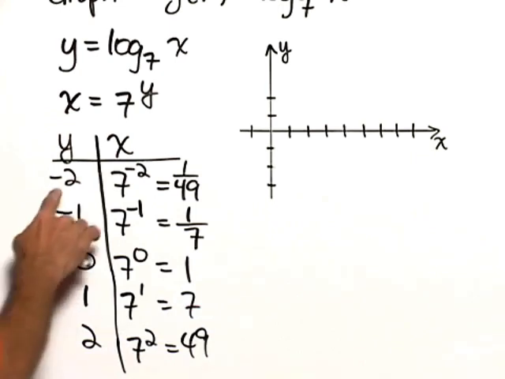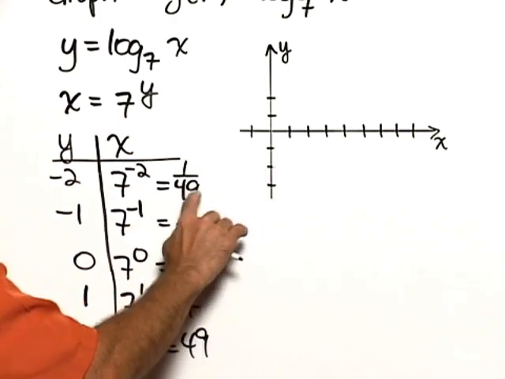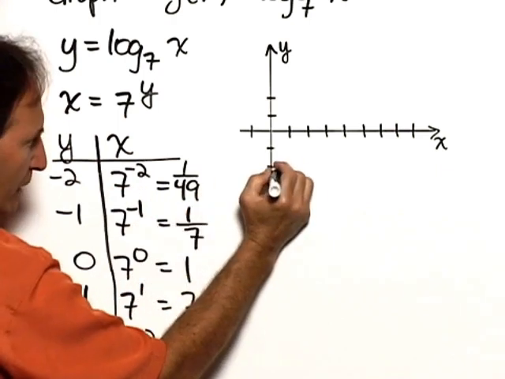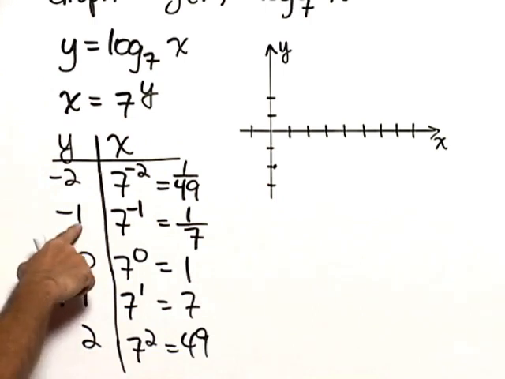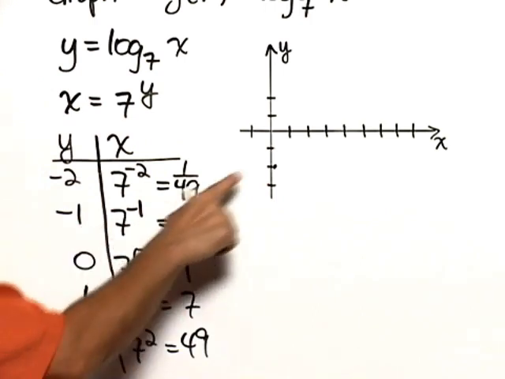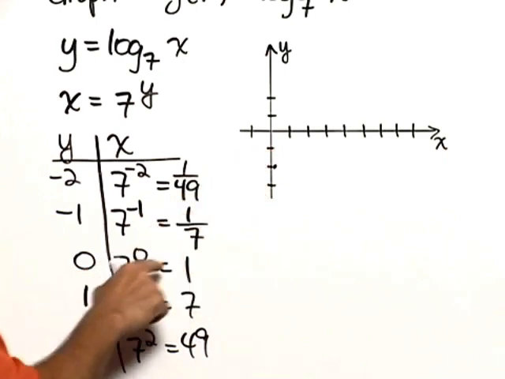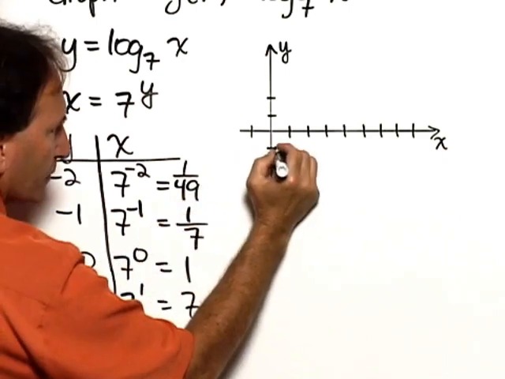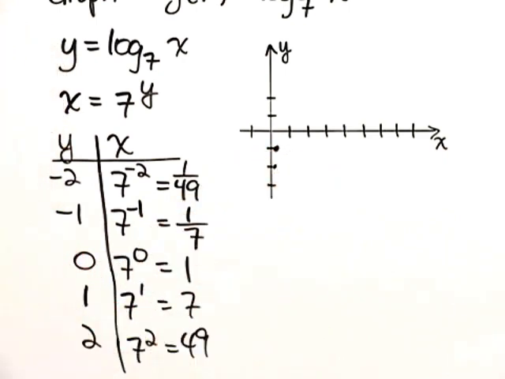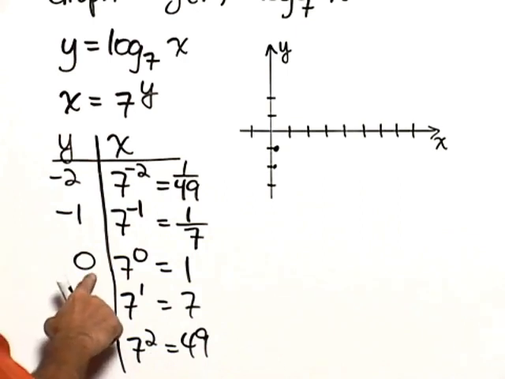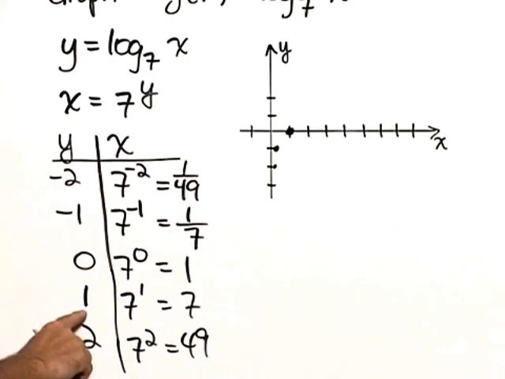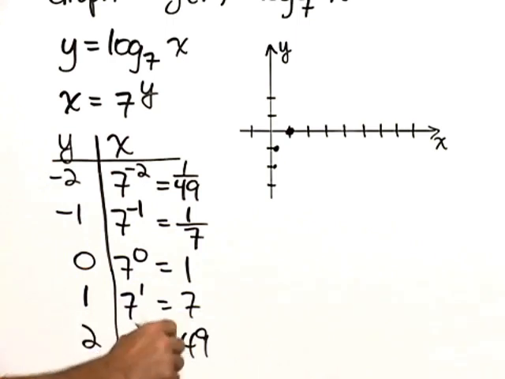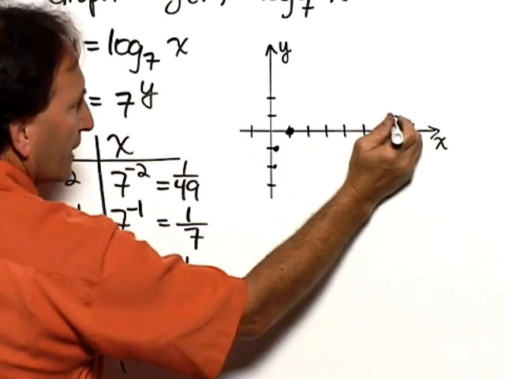So when y is negative 2, the x value is 1/49. So I'm going to draw a little dot there. When y is negative 1, which would be here, negative 1, then the x value is 1/7, which is there. When y is 0, x is 1, so that's here. When y is 1, x is 7, that would be way out here.